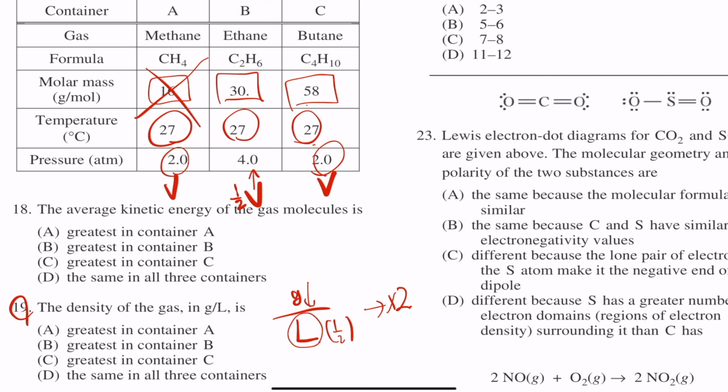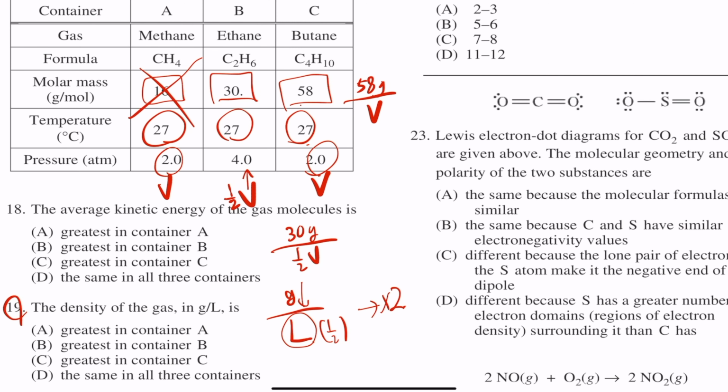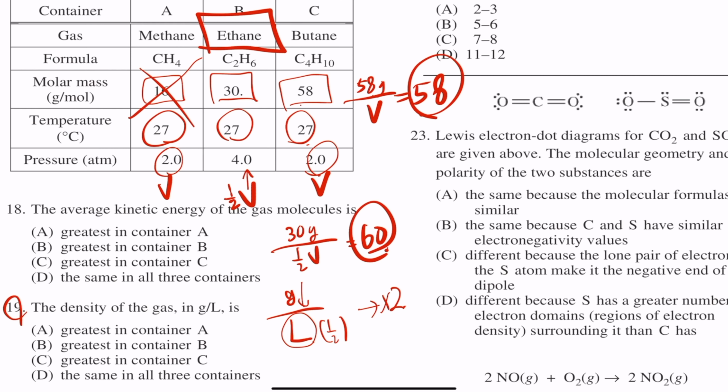Now the question is, butane is going to be 58 grams over, let's just say V. And ethane is going to be, once again, 30 grams over half of a V. So if you do the math here, that's going to be 60, whereas this is going to be 58. So if you compare the two, it's clear that ethane is the winner, which is why answer choice B is correct, greatest in container B.